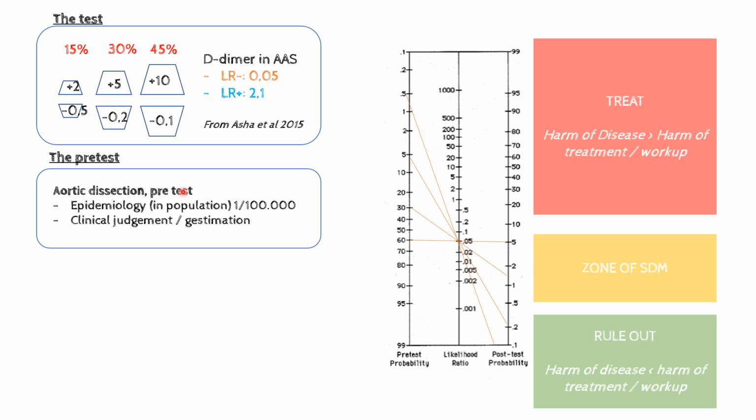For aortic dissection, our pre-test probability to begin with, before seeing the patient, in the general population is 1 in 100,000. In the emergency department, it's definitely more than that. I've seen several, and it's not like I haven't seen 100,000 patients. So it's definitely higher than that in the emergency department. But that's where we start. And then we do a clinical guesstimation from our illness scripts.